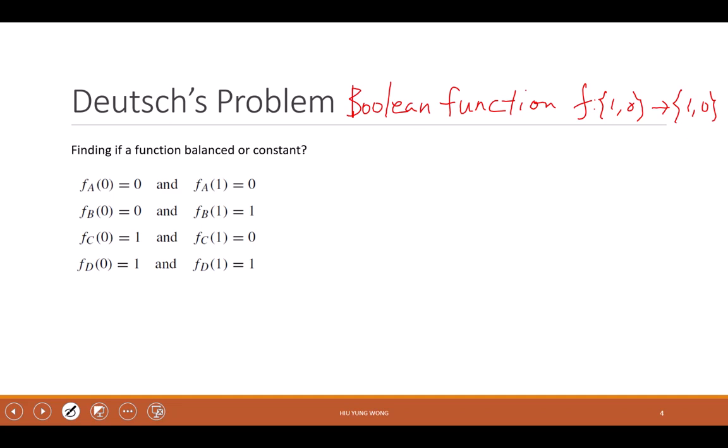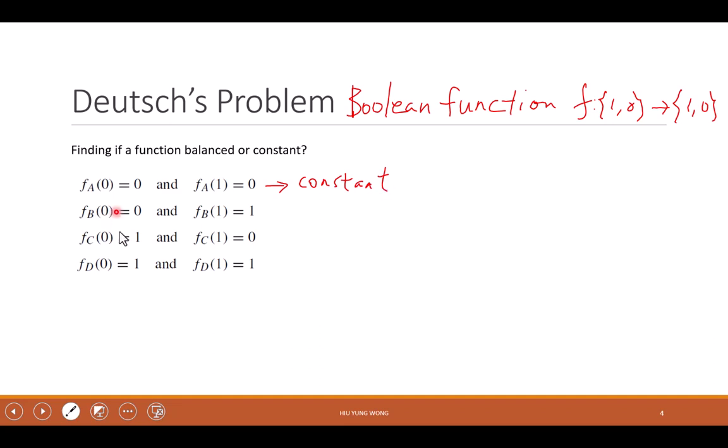Now, you don't know this function. This function can be very complicated. It may take you 100 years to evaluate, which makes sense, right? There are many such things. However, it's very simple. No matter what function you have, we only have 4 possible cases. One is that if your input is 0, it gives you 0. When your input is 1, it also gives you 0. This is called a constant function. It means no matter what input you have, the output is constant.